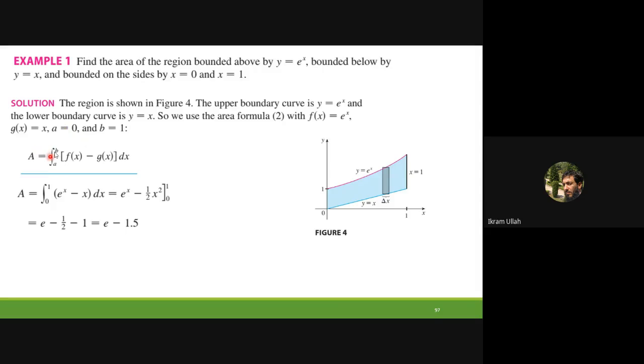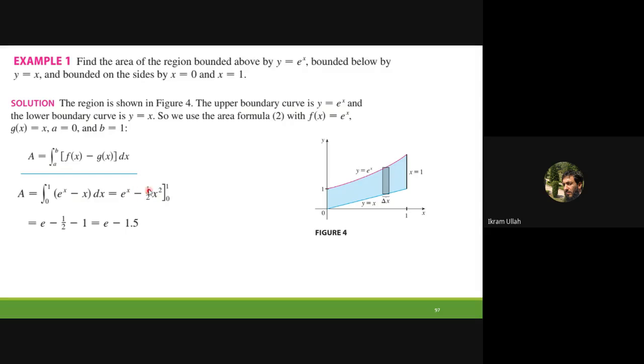So using the formula, area A is equal to this one. Now just putting the value a is equal to 0, b is equal to 1 over here. So this is the integral from 0 to 1, and this is f of x, which is e to power x, and this is g of x, which is equal to x, dx. So by integrating this function, the integral of e to power x is e to power x, and the integral of x is x square by 2, and these are the limits of this integration.